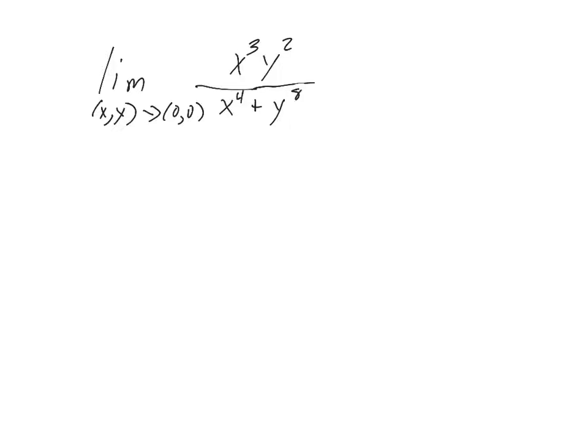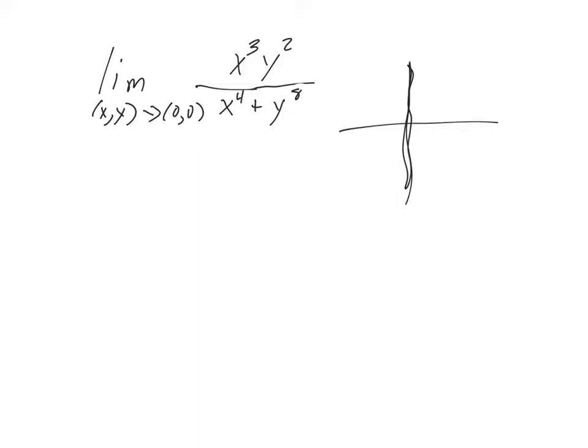Okay, so if we just look at this right now, because on the top we have x cubed times y squared, if we look at this on either the x-axis or the y-axis, we can see that the top is always going to be 0 in either of those axes because one of the coordinates is going to be 0. And so no matter what, on those two axes, the limit's going to be 0.